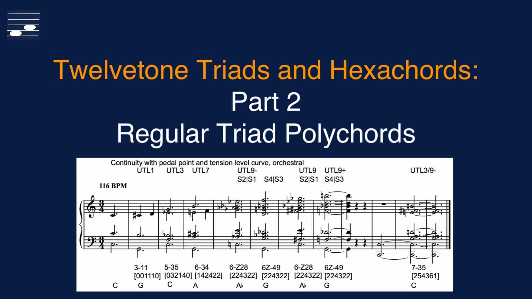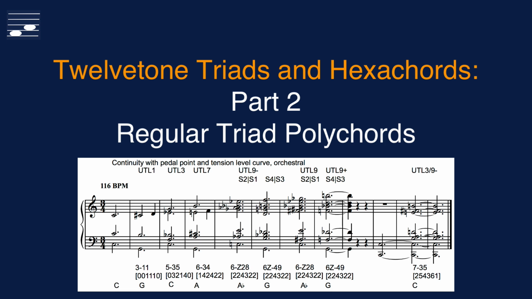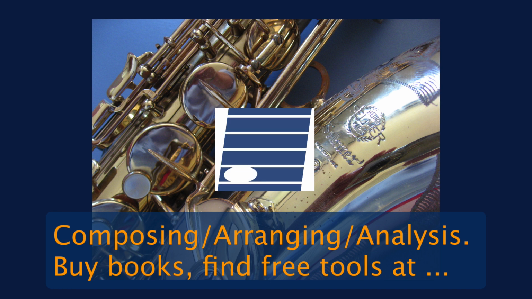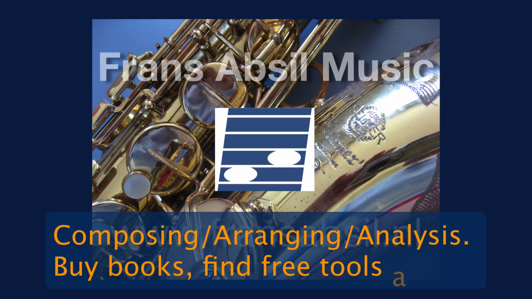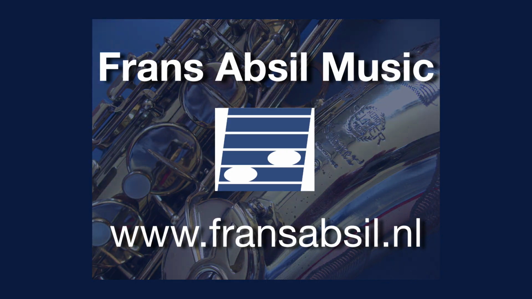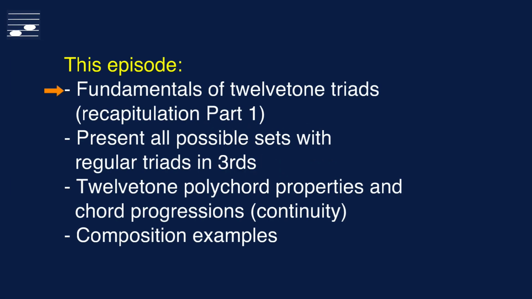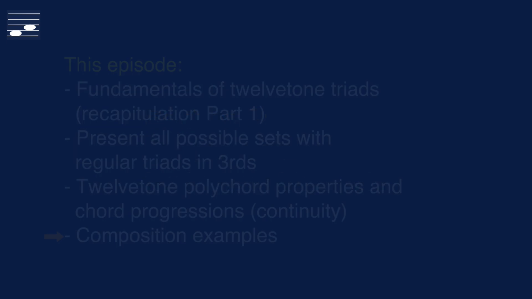I'll show various approaches to creating chord progressions and short composition examples. First, you'll find a summary of 12-tone triad fundamentals as discussed in part 1 from this series. Then I'll present all possible triad sets with regular triads in thirds. Using triad set properties we'll create polychord progressions, and you'll hear short composition examples where these sets are being applied.